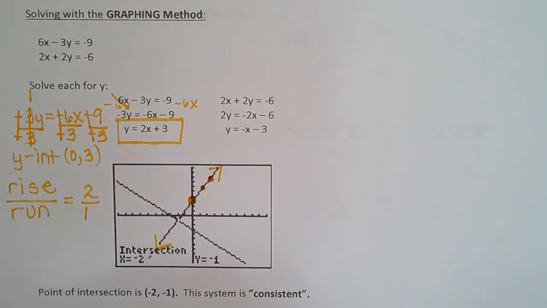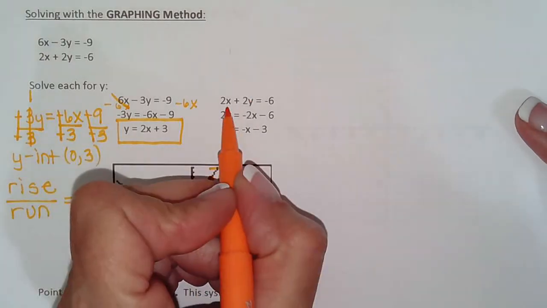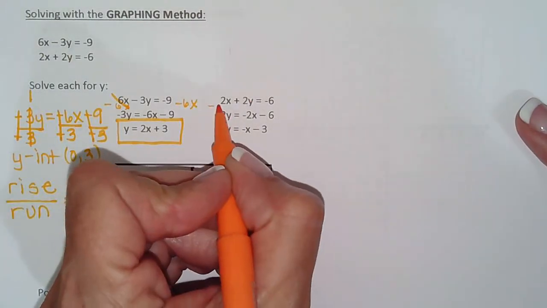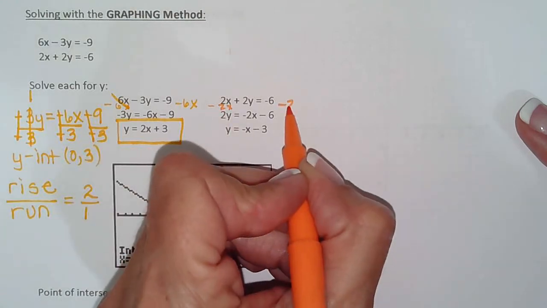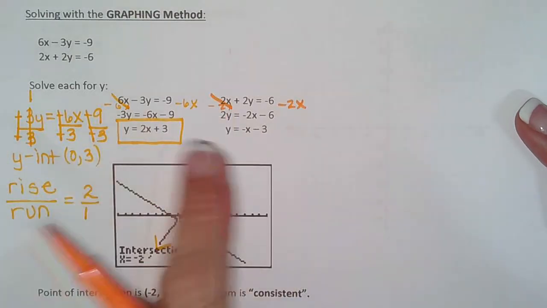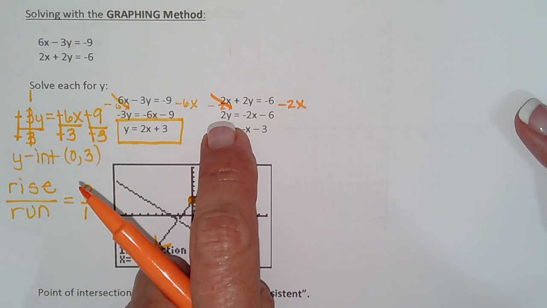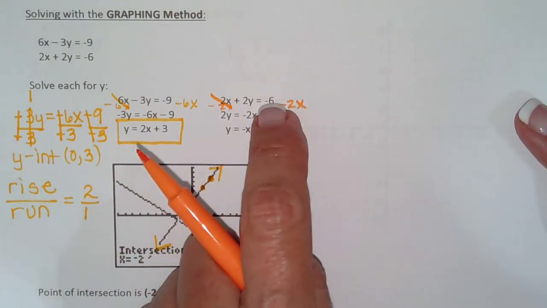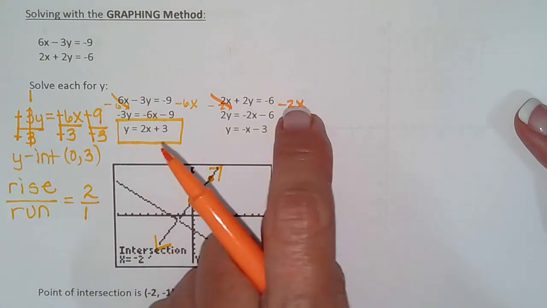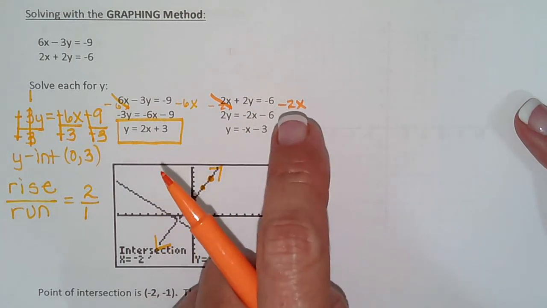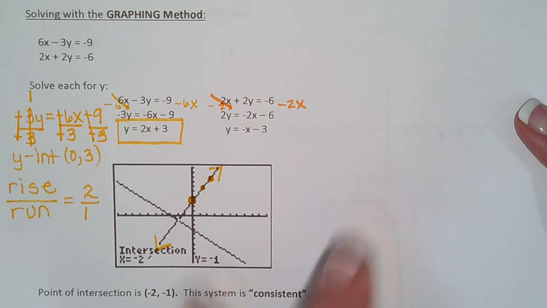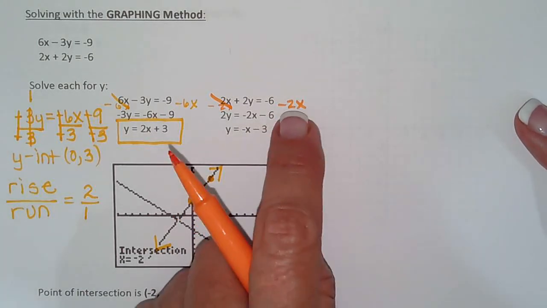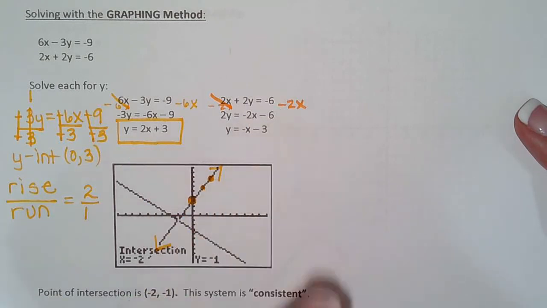Okay, so let's go ahead and look at this one. In order to get y alone, we have to subtract 2x, and that leaves us with positive 2y equals negative 2x, negative 6. And notice how I never line these up underneath each other because I don't want to accidentally combine them together because they're not like terms. So negative 2x, negative 6.